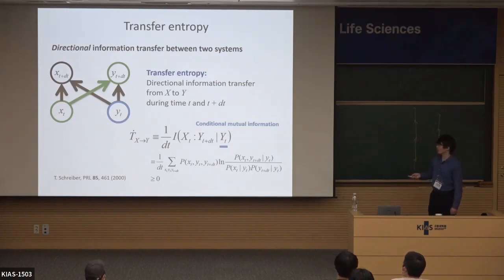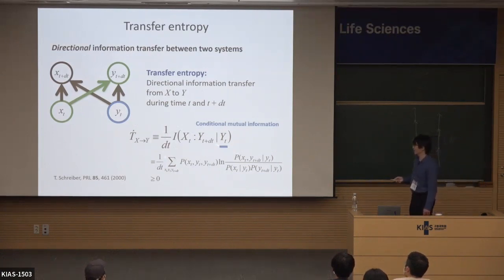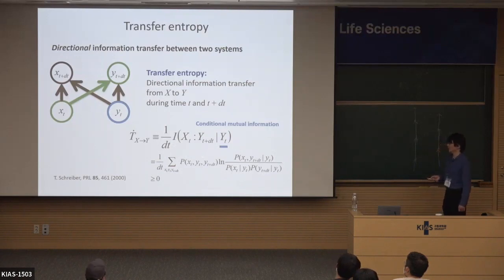This mutual information means that system y gets some new information about x during this time step dt in addition to y of t. This conditional mutual information is nothing but the transfer entropy in this setup, and we normalize it by dividing by dt. It is by definition positive, and it is also a useful quantifier of the continuous information flow.